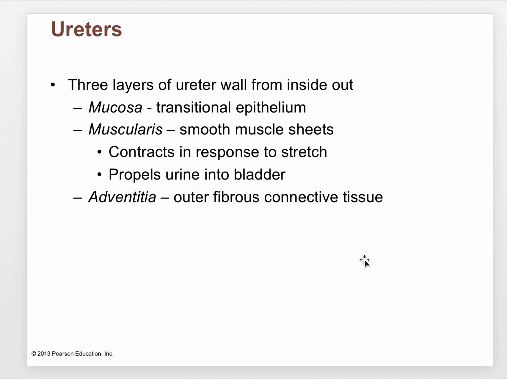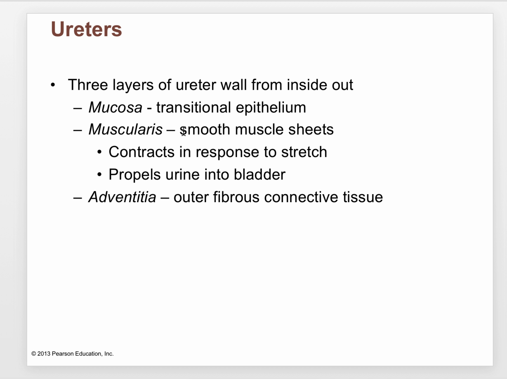There's 3 layers of the ureter wall from inside to out. There's a mucosal layer, which is made of transitional epithelium. Remember, transitional epithelium is epithelium that can stretch. It lines the bladder and the ureters and the urethra. It's the inner layer.